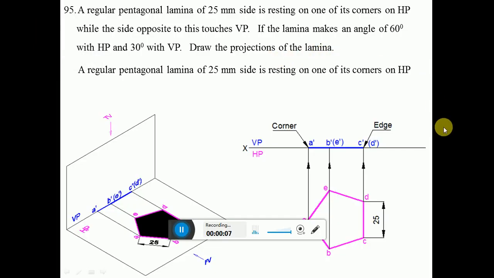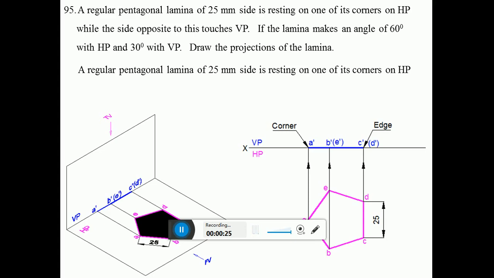So now we're going to take up one more example wherein a regular pentagonal lamina of 25 mm side is resting on one of its corners on HP, while the side opposite to this touches VP. If the lamina makes an angle of 60 degree with HP and 30 degree with PP, draw the projections of the lamina. So this is the problem.